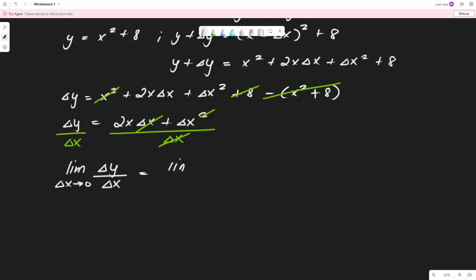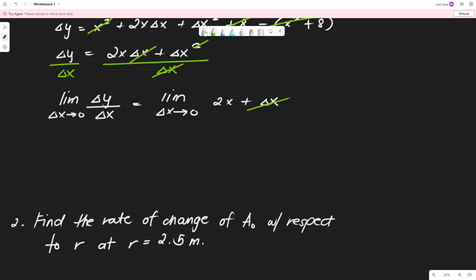So, we have the limit as delta x approaches 0 of the function 2x plus delta x. So, sabi nga natin, pag may delta x algebraic functions, cancel, no? Kapag in-apply na yung limit. So, therefore, we will have dy over dx is equal to 2x.